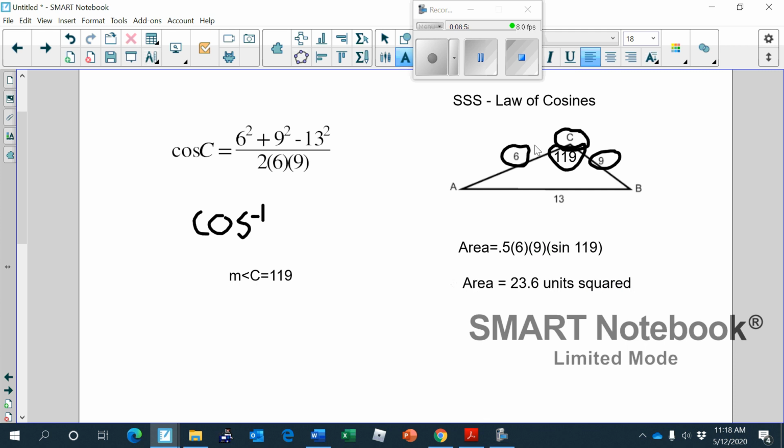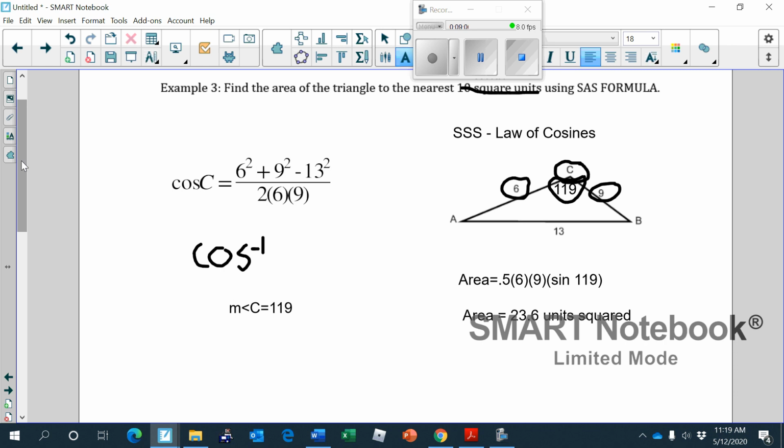So this is your final answer, 23.6 units squared. We just had to go through a couple of steps to get there. Let's recap that really quick. I need to have side, angle, side in order to use these formulas. I was able to get that angle by using the law of cosines, using my cosine -1, and then plugging that angle into the formula for side, angle, side.